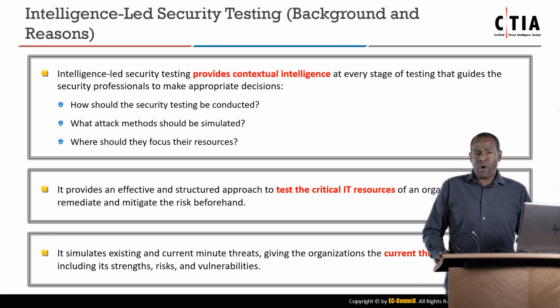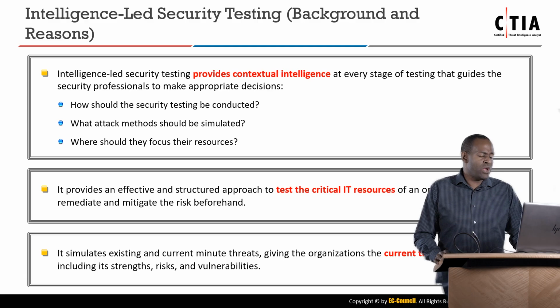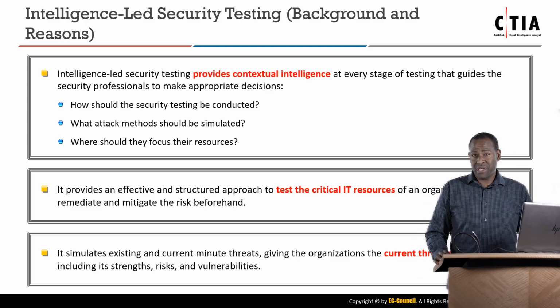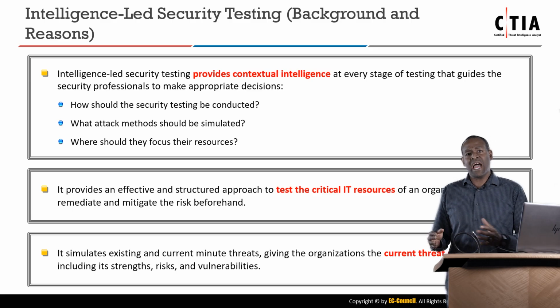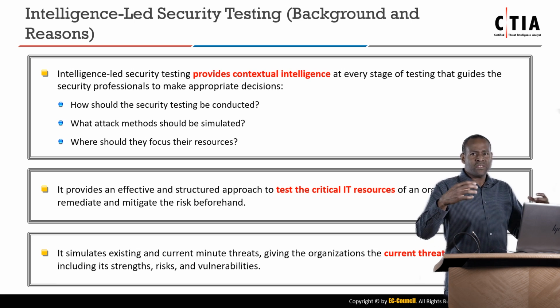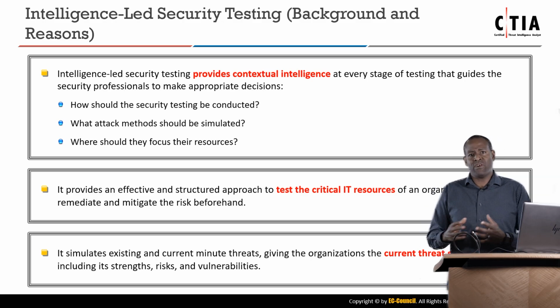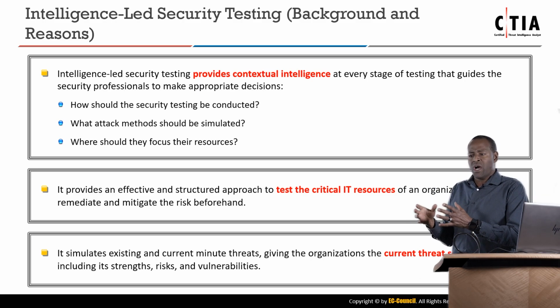And no matter where we are in terms of testing our network, testing our programmatic stack, testing our hosts, we want to know how should the security testing be conducted to give us the most intelligence. What attack methods should be simulated? For instance, we're going to use different attack methods when we're looking at the network edge, where perhaps we have a bunch of Cisco routers or network edge devices, which is going to be a lot different than when we're looking at the interior of our apps.